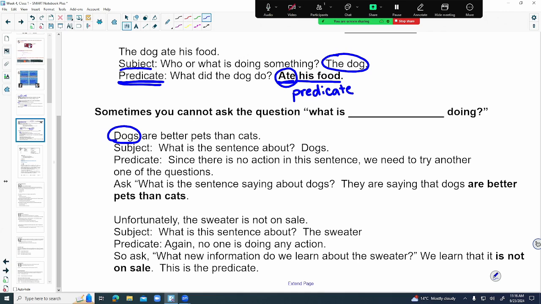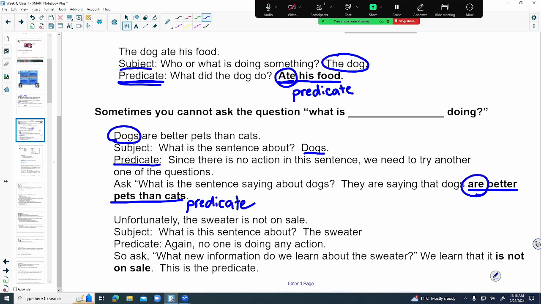The subject, again, what's the sentence about? It's about dogs. The predicate, though, you can't say what are the dogs doing? Because in this sentence, they're not actually doing anything. So there's no action. So we need to try a different question. So then we ask, what is the sentence saying about the dogs? It's saying that dogs are better pets than cats. So are better pets than cats? That's the predicate.